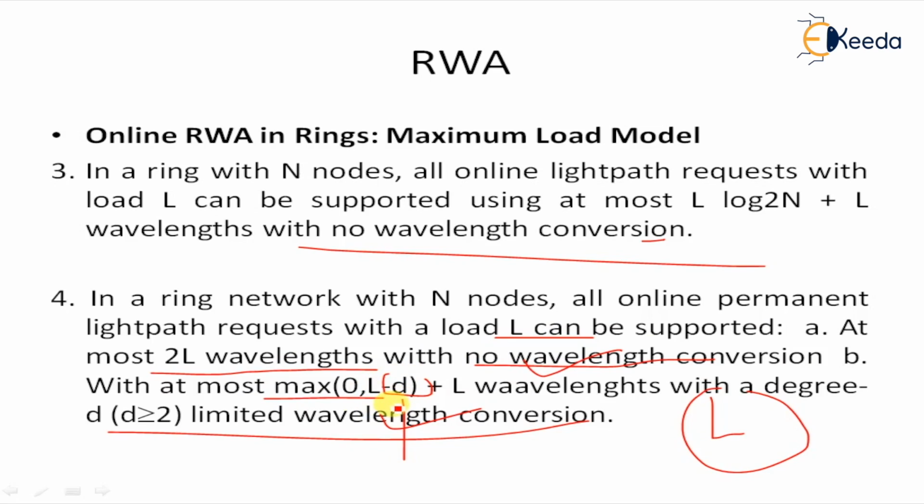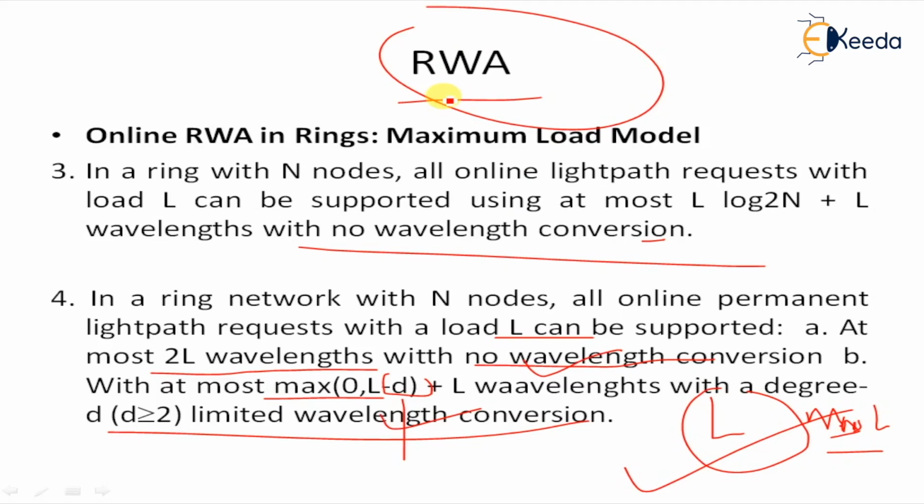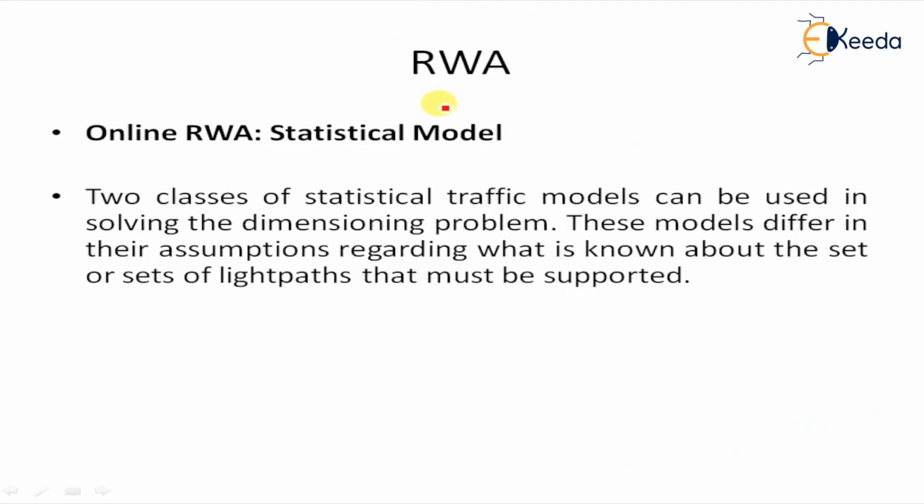So the upper bound applies in this case: the number of wavelengths that are sufficient to accommodate all the traffic patterns with the maximum load L using an RWA algorithm. The lower bound is that some traffic pattern with the maximum load L requires that many wavelengths, regardless of the RWA employed here. Clear?